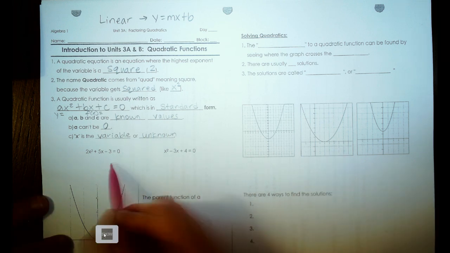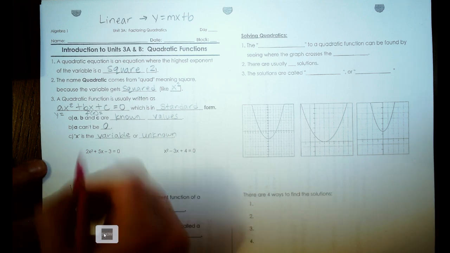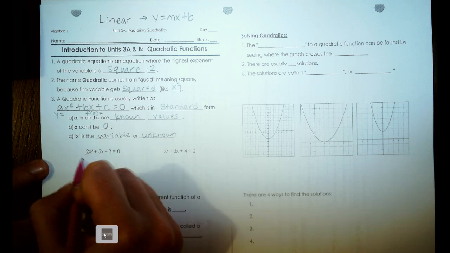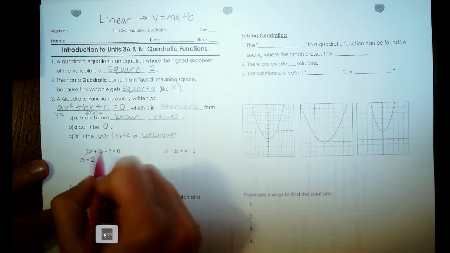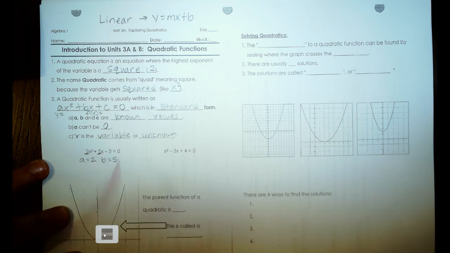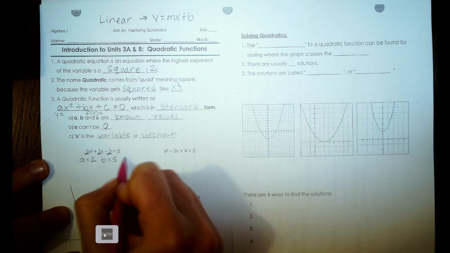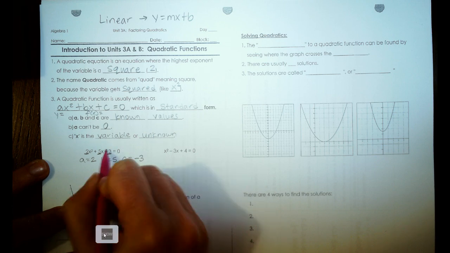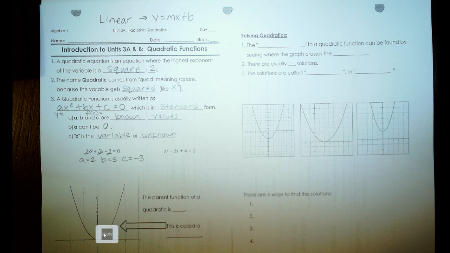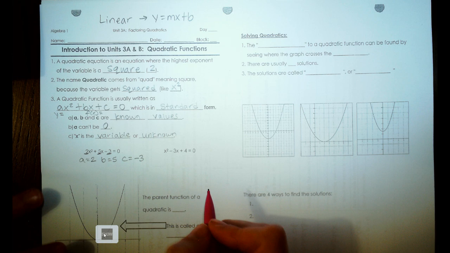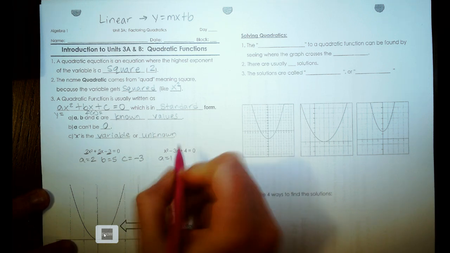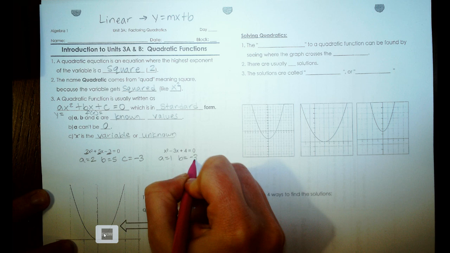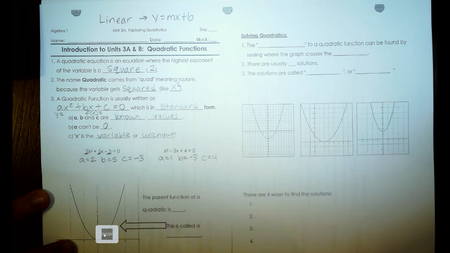All right, so we have two examples here identifying A, B, and C. In this first example, A would equal 2, B would equal 5, and C would equal -3. Make sure you take that negative with it. See if you can do this second example on your own. For this one, you should have got A equals 1, B equals -3, and C equals 4.